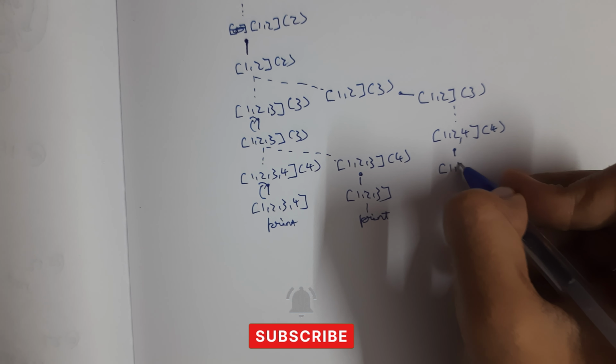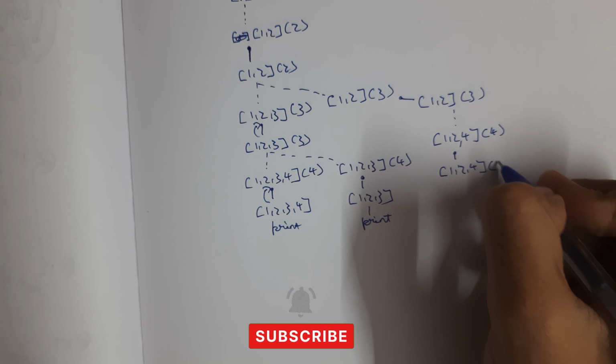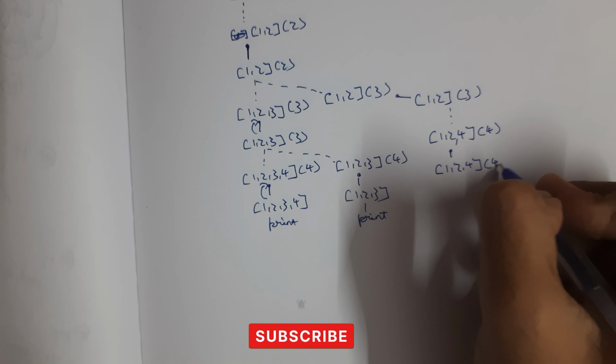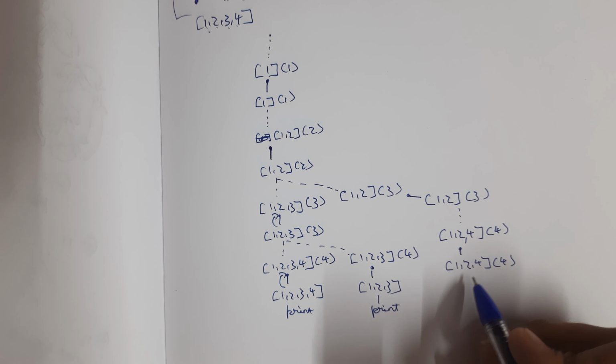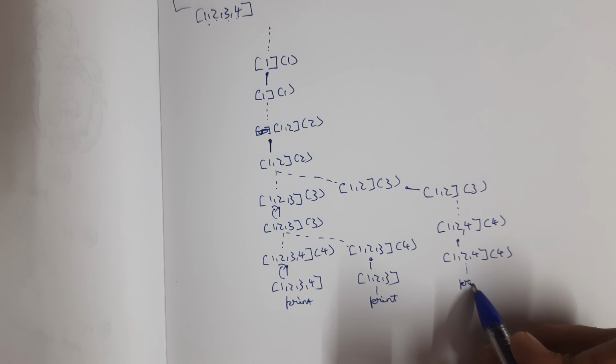So the next function has input as 1 comma 2 comma 4. So at 4, what's happening here is we have 1 comma 2 comma 4, and the input parameter that is passed to the function is 4. Since this 4 is equal to the length of the list, we will be printing this value also.